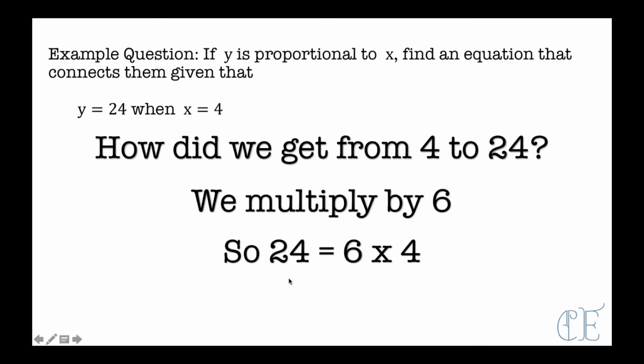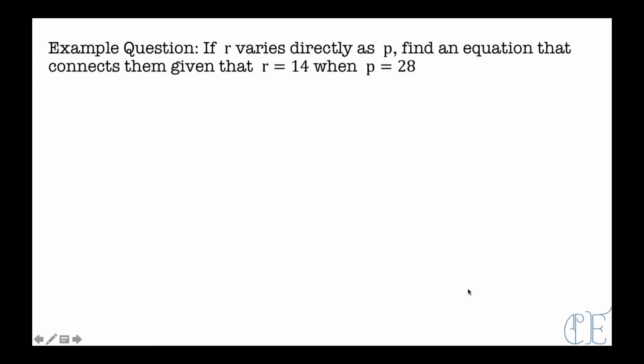So this equation, to use it again and again to find other values, would be written as y equals 6 times x, because 4 is x. But now you could be given lots of other numbers. You could say, find x when y is 30, or find x when y is 72, and you would find the x value. If you'd like to pause the video and have a go at this question, please do.